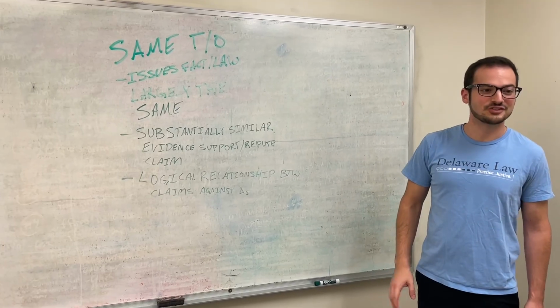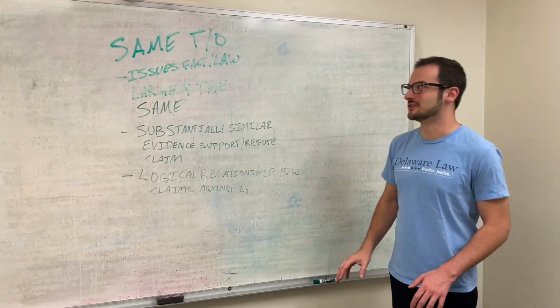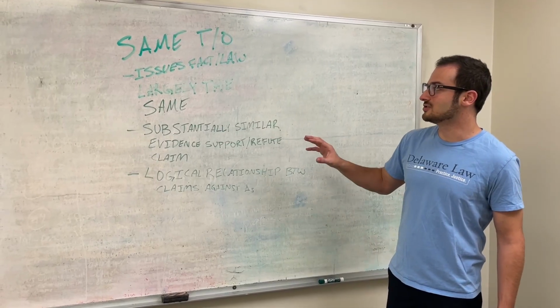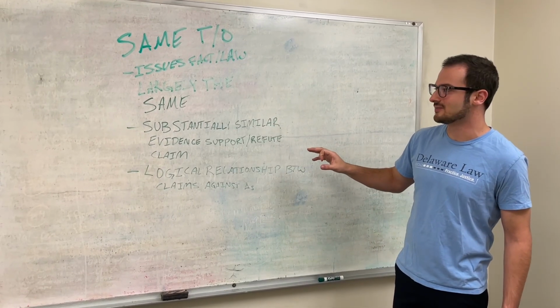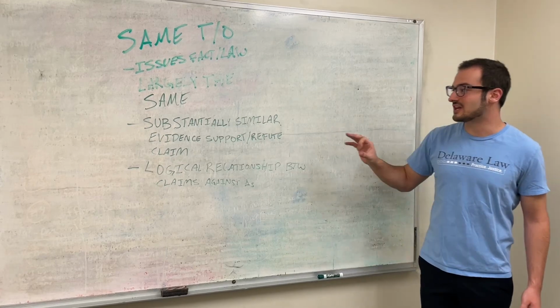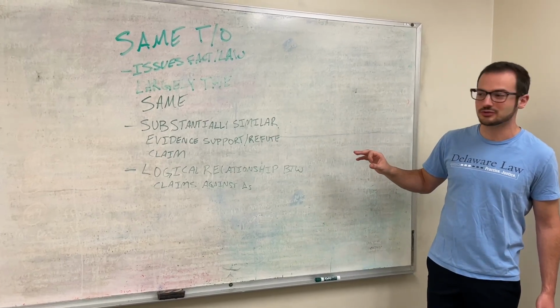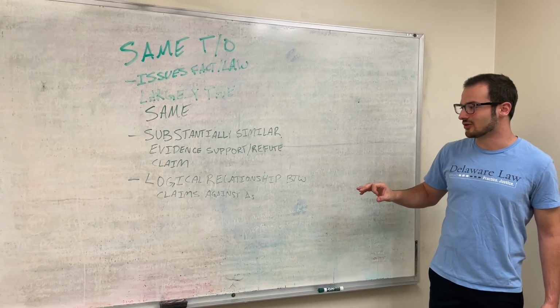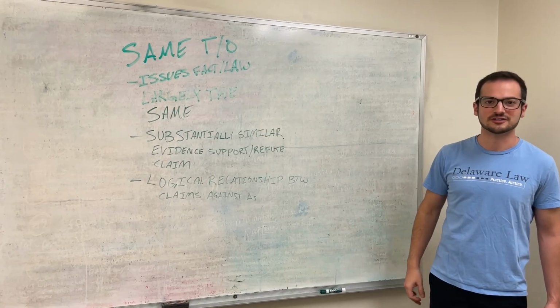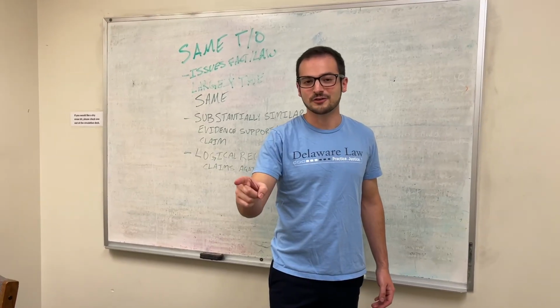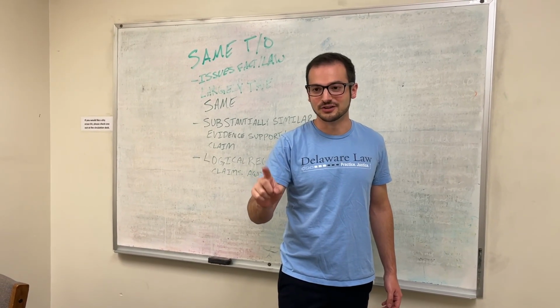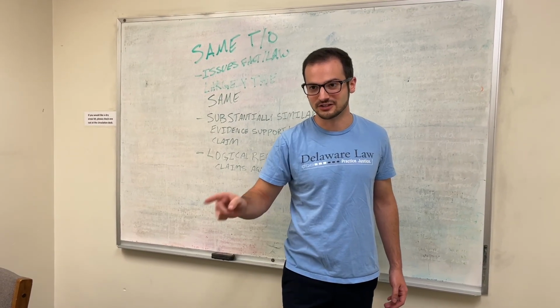Explain this transaction and occurrence nonsense. No one understands this. Gladly. Generally, some factors to consider are if there are issues of fact and law that are largely the same, if there is substantially similar evidence to support or refute the claim, and if there's a logical relationship between the claims against the defendants. What if I have a common allegation, but no joint activity on behalf of the defendants? That's not enough. You need some allegation that the defendants either conspired or acted jointly.